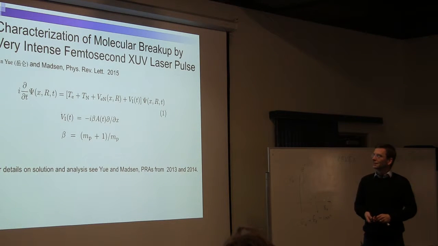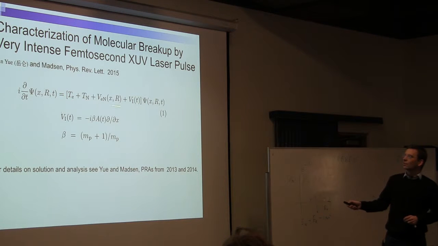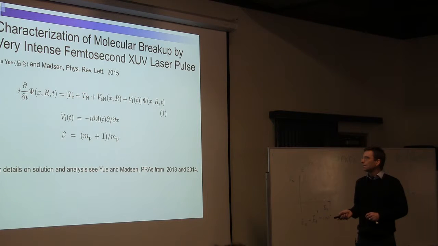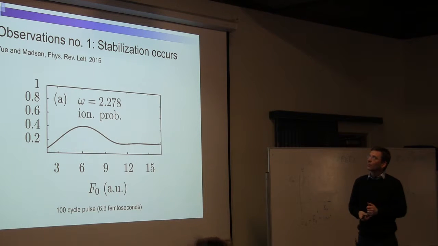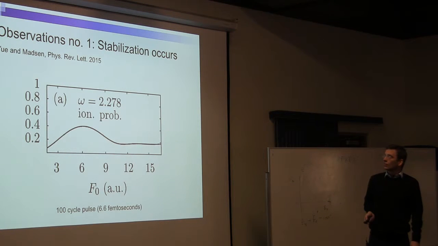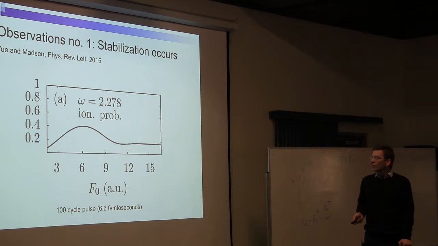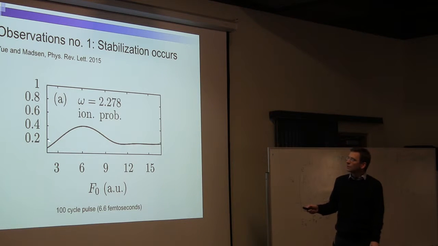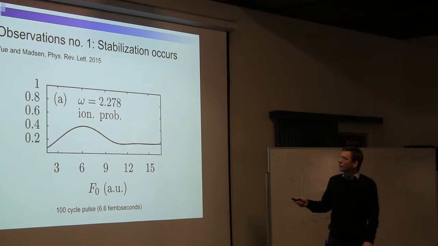So let's start. Again, I showed you this equation already. It's the same equation we solved. And there are some observations. Observation number one is that stabilization occurs. What is stabilization? Well, what you see here is the probability for ionization as a function of the field strength amplitude, and for a fixed frequency in atomic units.